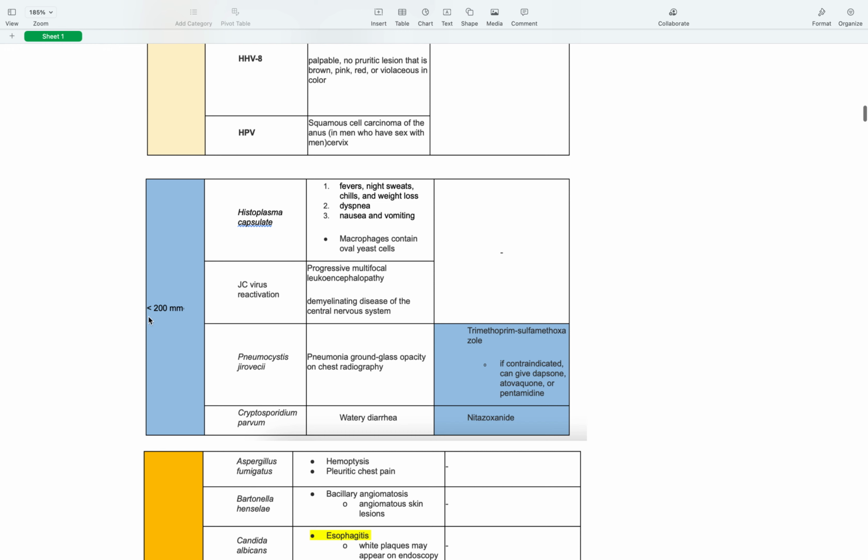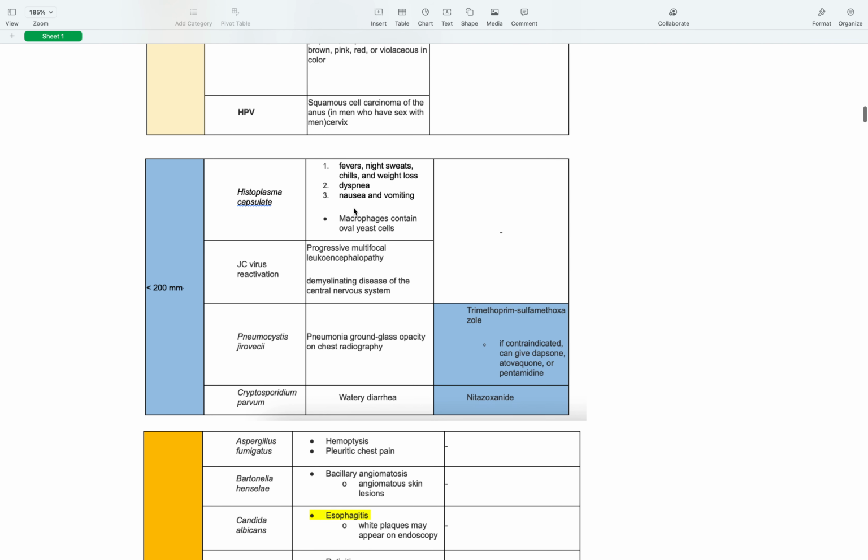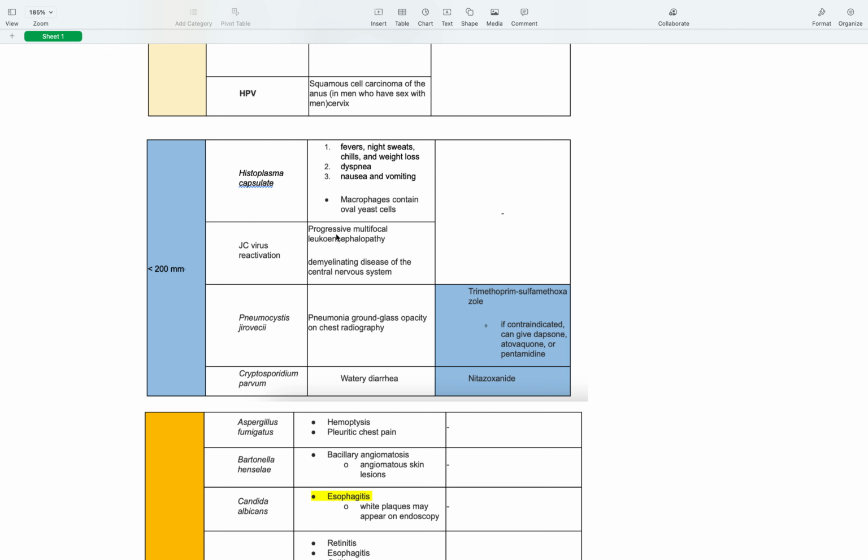Then a CD4 count less than 200 causes Histoplasma capsulatum, which results in non-specific features: fever, night sweats, chills, weight loss, nausea, vomiting, dyspnea. Macrophages contain oval yeast cells. Now that is predominantly seen in specific areas. JC virus reactivation results in progressive multifocal leukoencephalopathy, a demyelinating disease of the central nervous system.